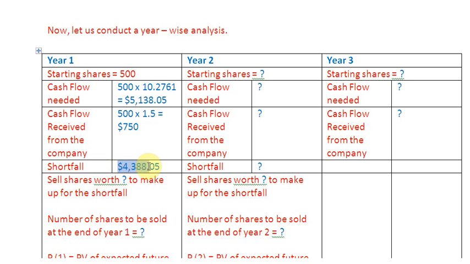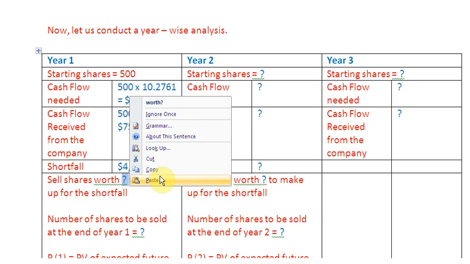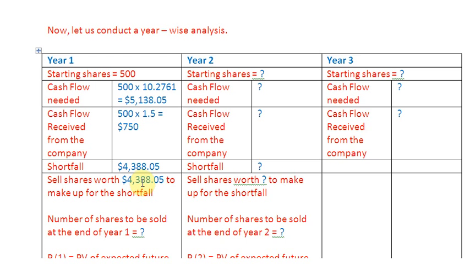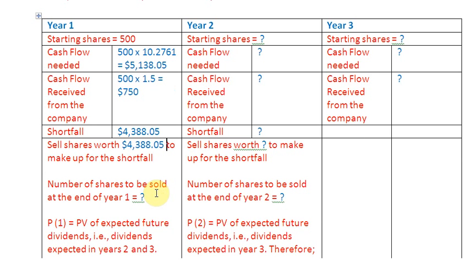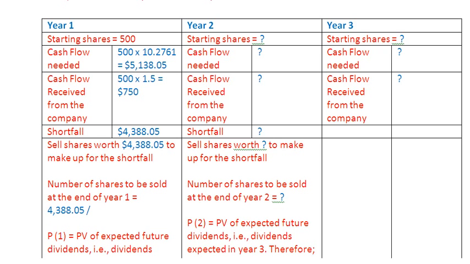So let's just copy this amount here and let's get rid of this question mark and paste this thing here. So we need to sell shares worth $4,388.05 to make up for the shortfall. So then the question arises, how many shares needed to be sold in order to generate this amount? The answer is, you take this amount, 4388.05, and you need to divide this by the price of the shares at the end of period 1.